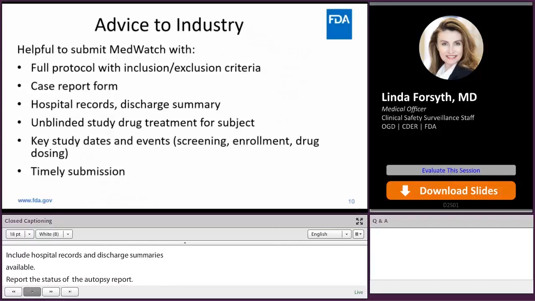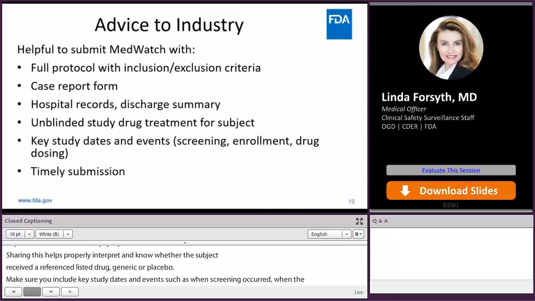Make sure you include key study dates and events, such as when screening occurred, when the subject was enrolled, and when the drug was given. These are all important in relation to the SAE and its occurrence.